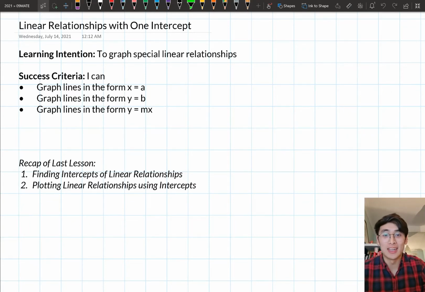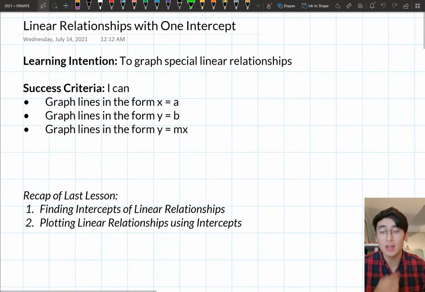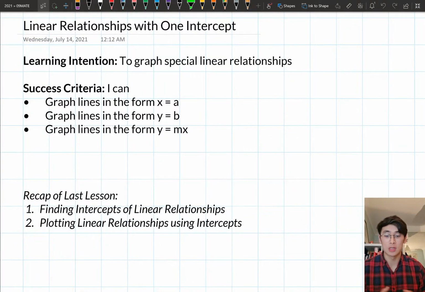Today we're continuing in our topic of linear relationships, and in this lesson we're looking at a few special linear relationships which only have one intercept. Our three success criteria today are: we want to graph lines in the form of x is equal to a, we want to graph lines in the form of y is equal to b, and the final one, we want to graph lines in the form of y is equal to mx. So that's the three things we want to be able to do by the end of today.